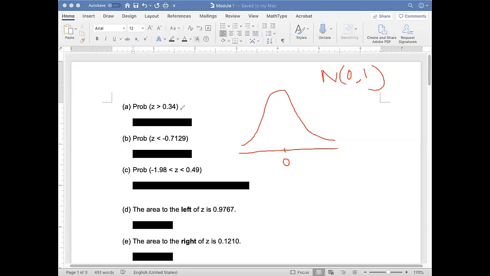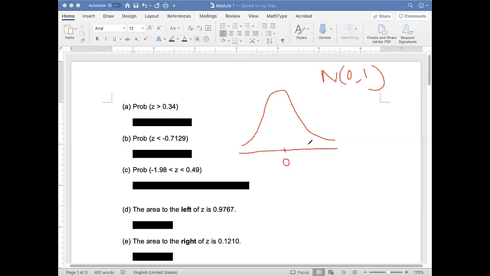I'm going to ask you a question. Is 0.34 a z-score or a probability? We just discussed there are 2 sets of numbers, a z-score versus a probability. It's a z-score, right? This is not a probability. The probability is the entire thing, whereas the 0.34 is actually a z-score. Let's try to figure out how to do that.